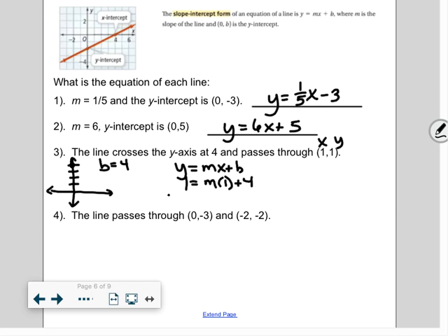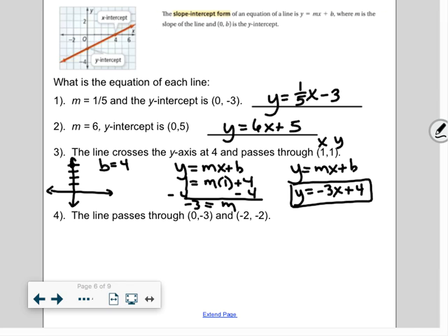So here we go. I'm going to subtract 4, and m is -3. Now I can write my equation. So this is y equals -3x plus 4. Okay, is this ringing bells? Is this coming back to you? You did this definitely 2 years ago.